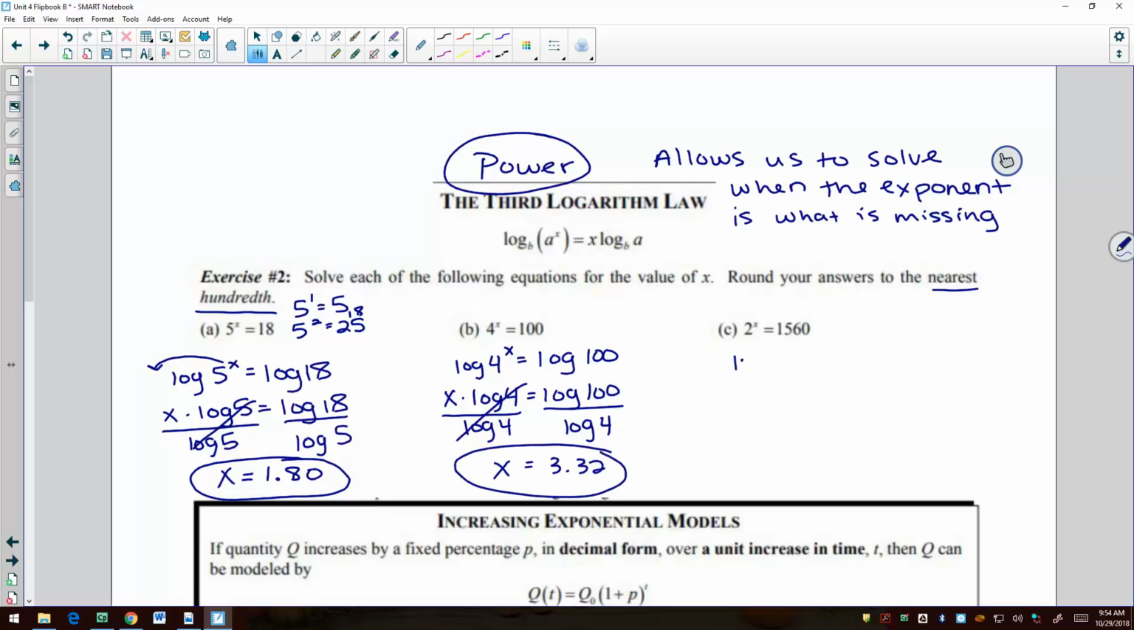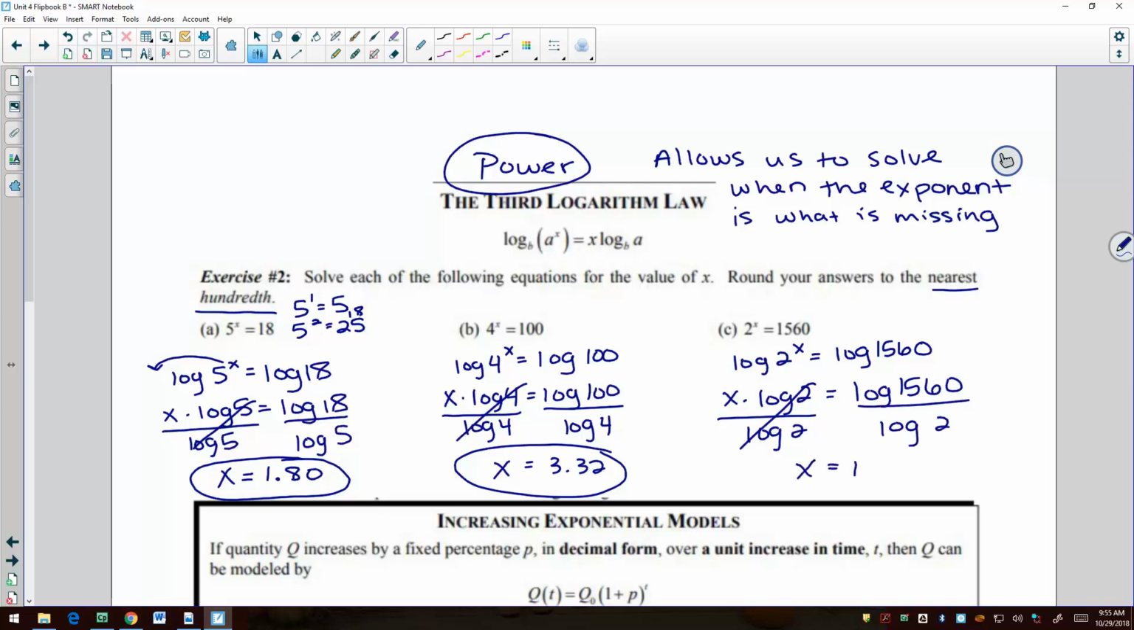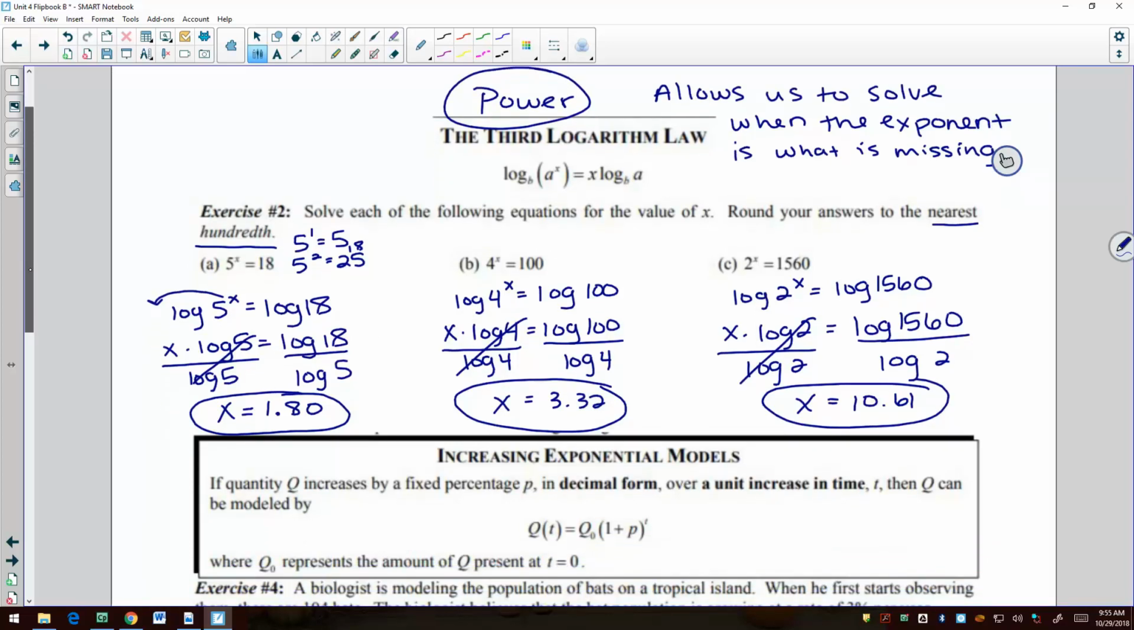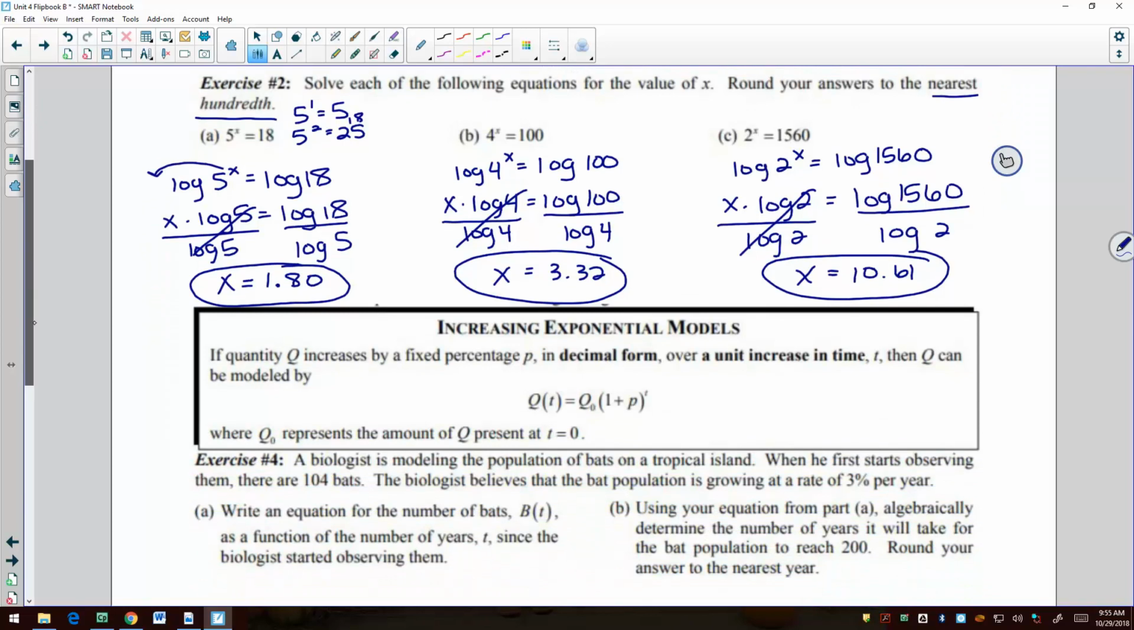And the last one, again, add log to both sides so that the exponent will drop down. So it turns out to be x times log base 10 of 2 equals log of 1,560, base 10 again. Divide the log of 2 over. Type it in your calculator. It turns out to be 10.61. So there's just a quick kind of preview of how to solve when your variable is your exponent, which brings us to why you need to know how to do that.